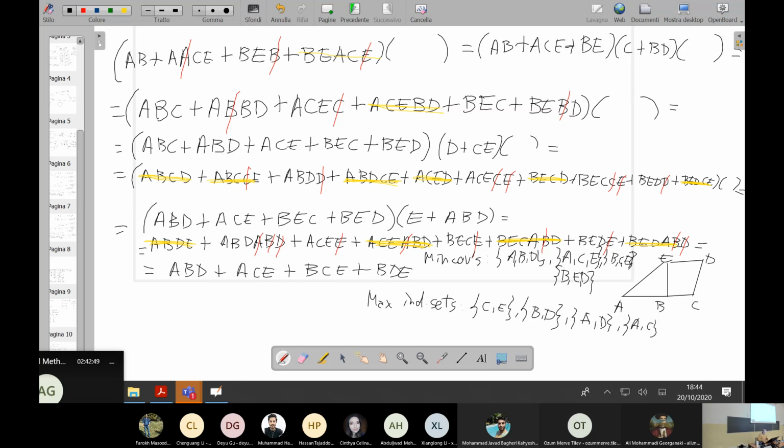Just a moment for seeing whether it's okay. C and D are independent, and if I add any vertex, I get two which are adjacent. B and D independent, AD independent, AC independent. It's all right, okay? And so this is the answer. And with this, we know how to work out all the questions of the midterm.